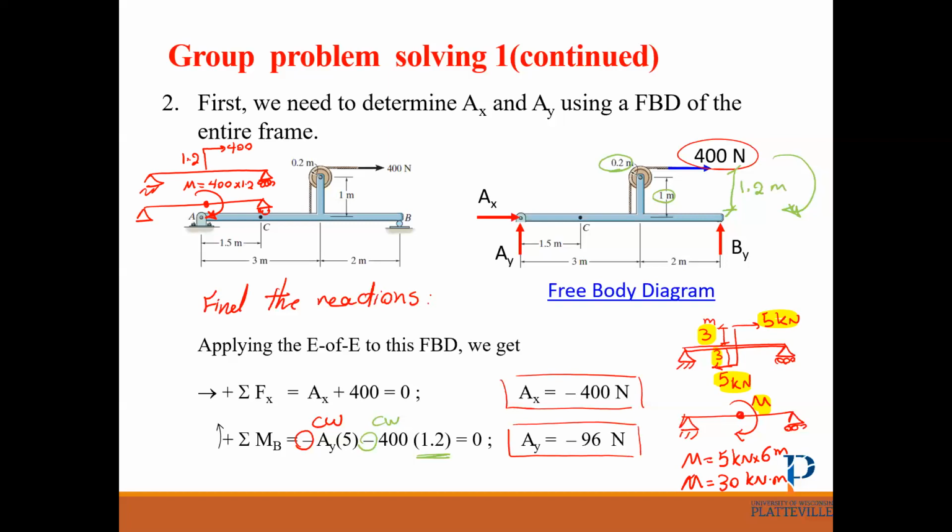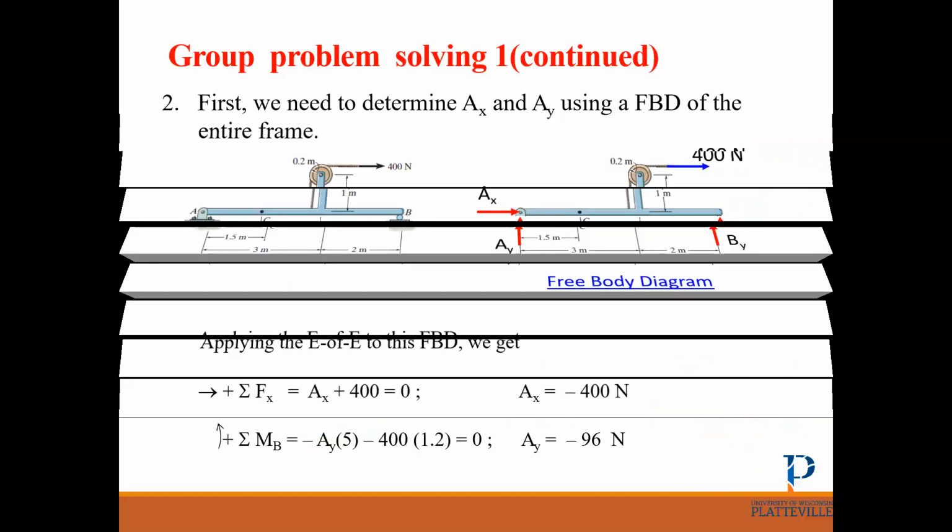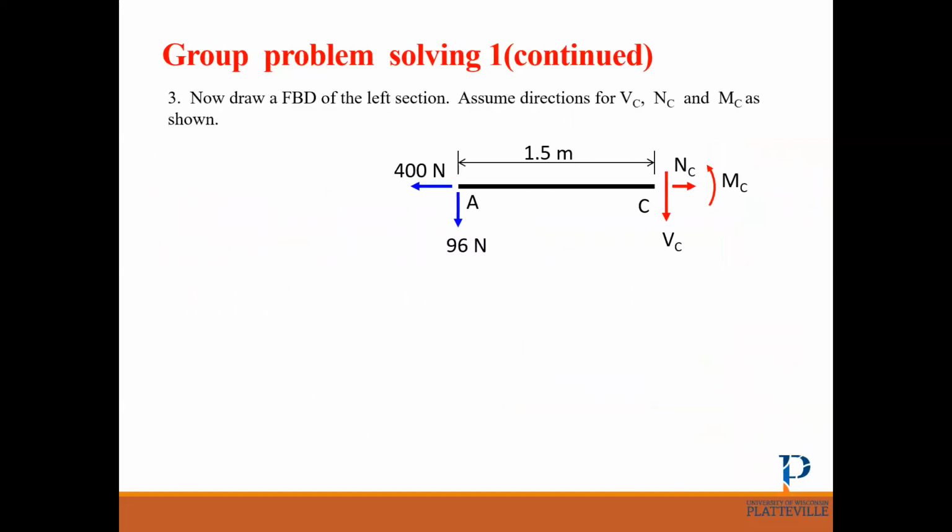So the first step was to find the reaction. What is the next step? The next step is to cut the beam at the point where we want to find the internal forces. So this point is point C. We decide to analyze the right side of the structure. It doesn't matter if you analyze the right side or the left side of the structure, you get the same answer. Just make sure you are mindful about the correct direction for all these internal forces.